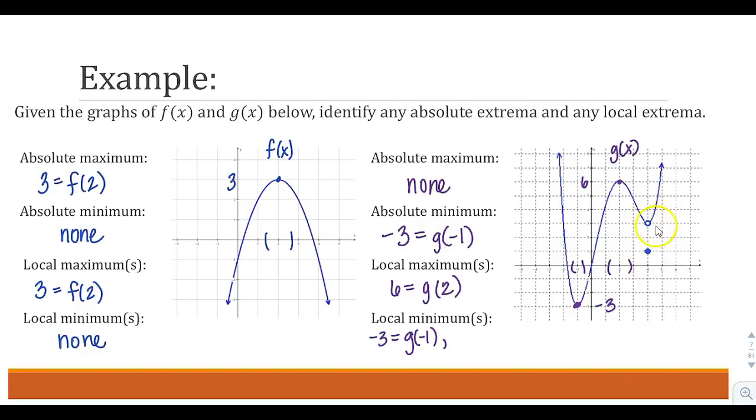Over here, I do have a local minimum because around 4, if I create a little interval, there is a lowest y value. This point down here that exists at 1 is the lowest y value if I think about all the y values in this interval. So I would say that positive 1 is a local minimum, and that occurs at g of 4.